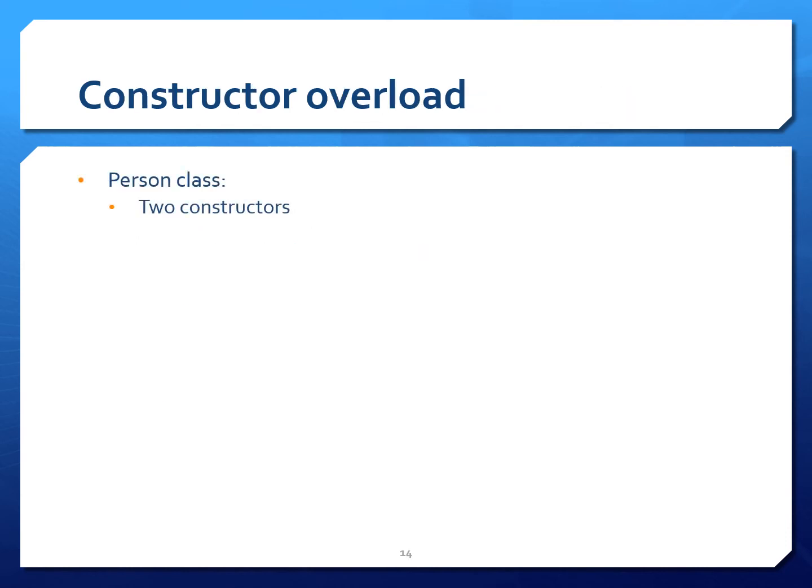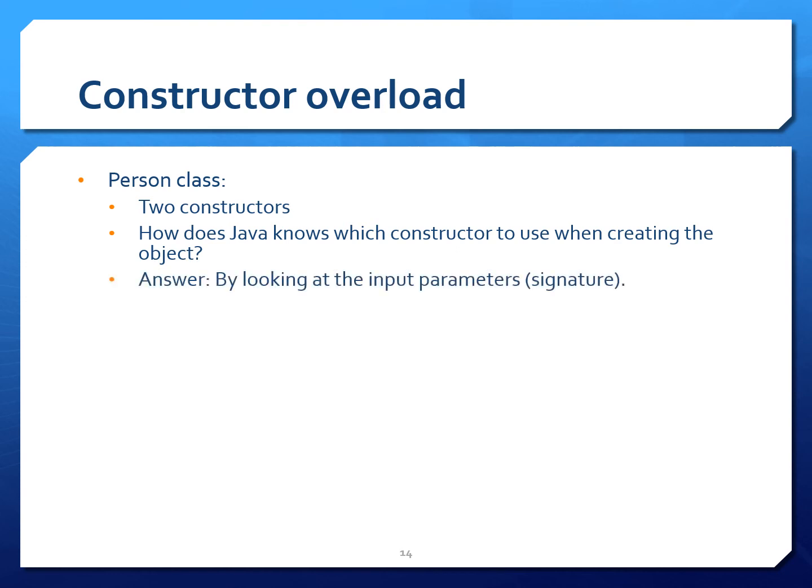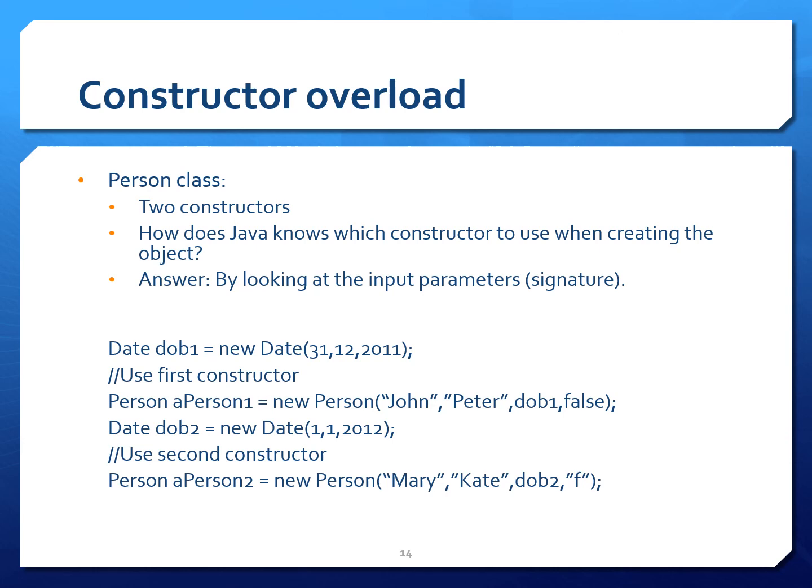There are two constructors in this class. So how does Java know which constructor we want to use when we are creating the object? The answer is, Java will look at the input parameters, or signature, of the constructor. It will use the constructor that has the matching input parameters.